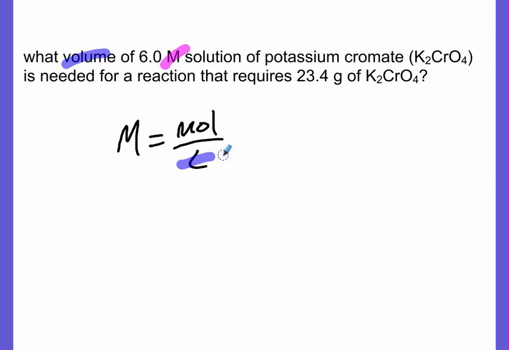All right. So I'll plug everything else in that I know. I don't have a mole value again. I'm going to have to change grams into moles. So I'm going to have to go through the same process I just did on the last slide. 23.4 grams. I need to know how many grams there are in a mole of potassium chromate. Make sure that when you're doing this, there are 2 potassiums there, so do your 2 times the 39.10.